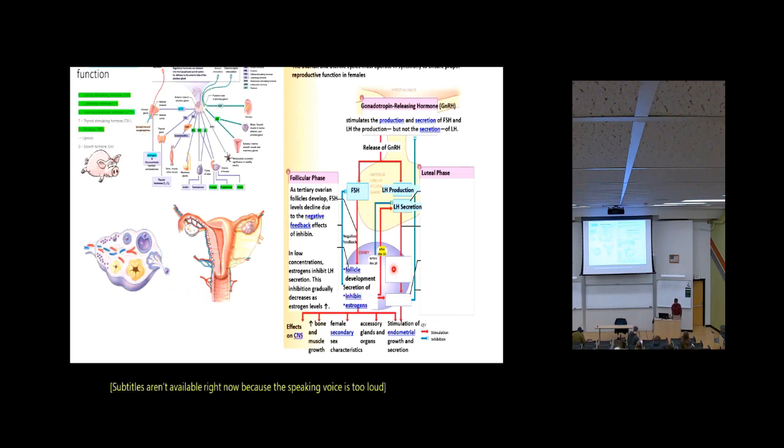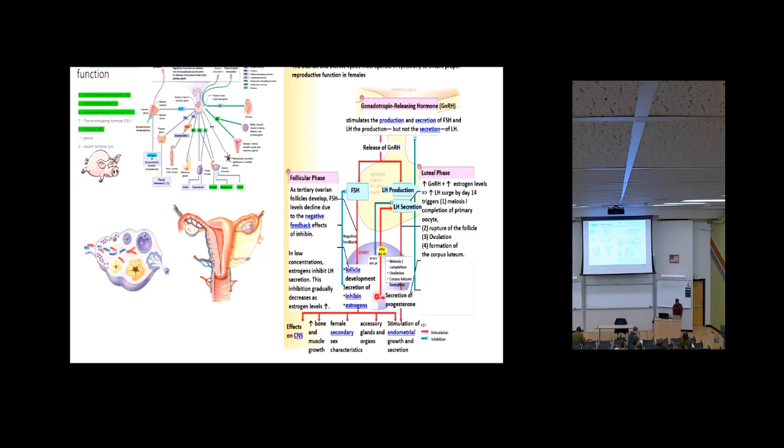And so the luteinizing hormone is going to act on the follicles and cause them to ovulate, meaning the follicle will rupture and the oocyte will be released. We also see that the luteinizing hormone is going to cause this follicle to develop into the corpus luteum, and the corpus luteum is what will produce the hormone progesterone.